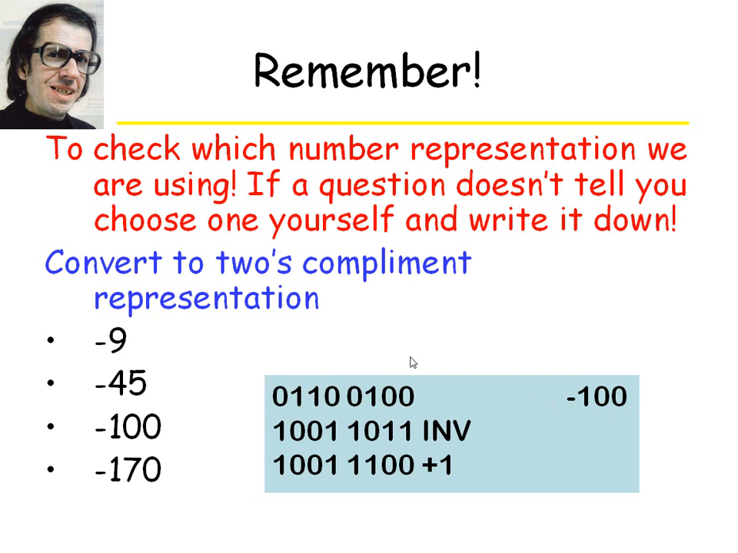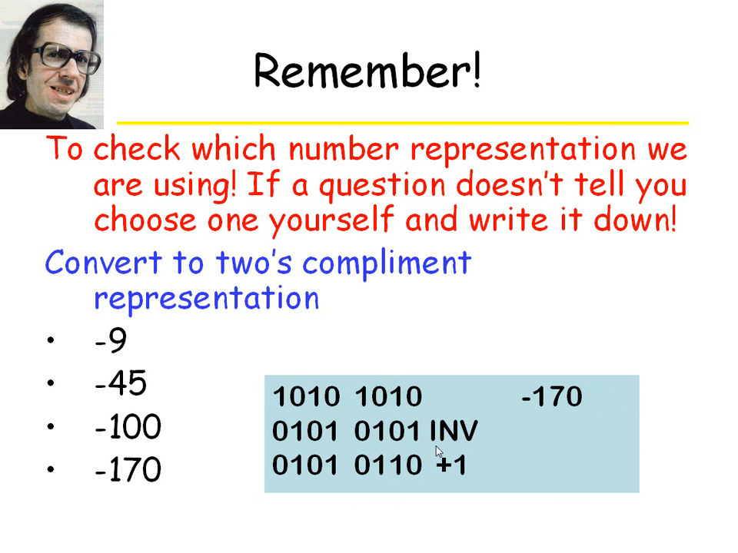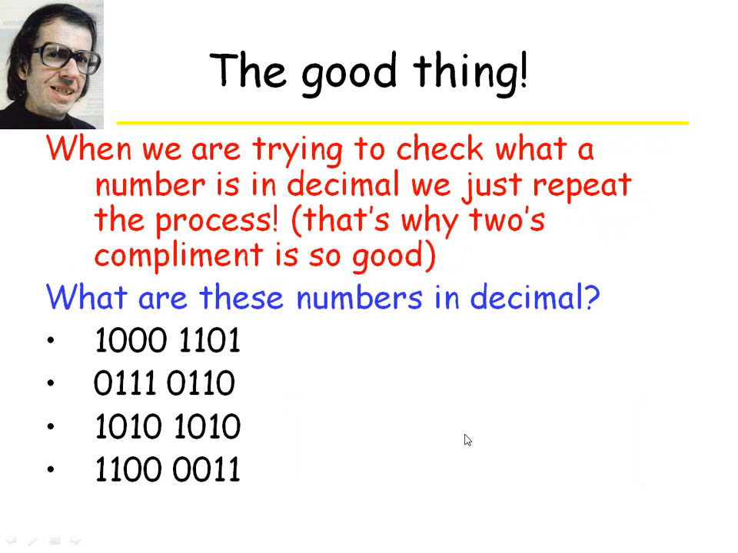We've worked out positive 100. We've inverted all the bits and added 1 on. You can see 1 plus 1 gives a 0 and the 1 carried over. 1 plus 1 gives a 0 and the 1 carries over. 1 plus 0 gives us 1 and it stops there and the rest of it stays the same. And negative 170, the same idea again. Invert all the bits after working out the positive value and then adding 1 on again.